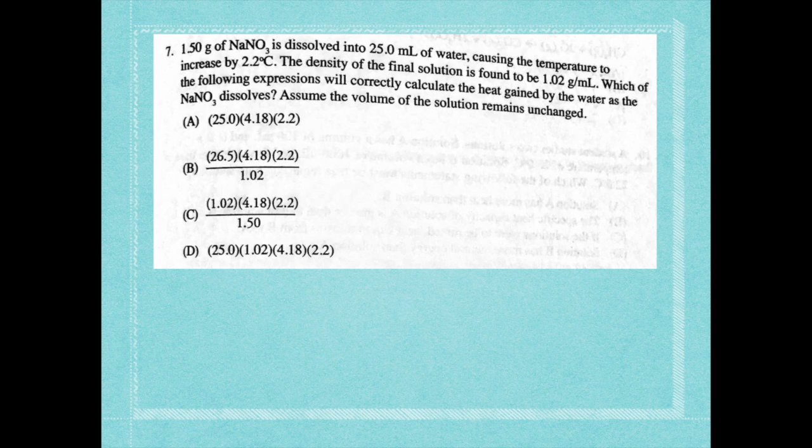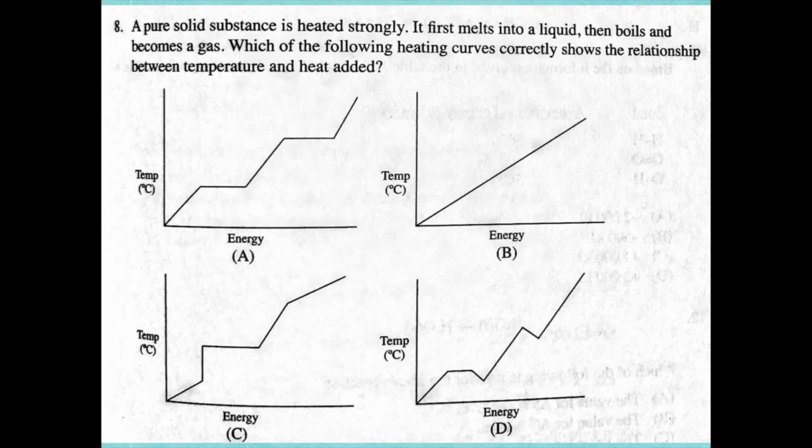That's your m in Q equals mcΔT. We know your c is 4.18, that's a given. And we know your ΔT is going to be 2.2, because that is also given. So your answer for this, since you're multiplying everything, and remember you multiply by density because volume times density, your milliliters would cancel out and you'd be left with just grams. So your answer, once you do all of this, is just going to be D.